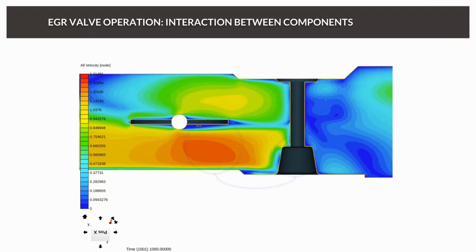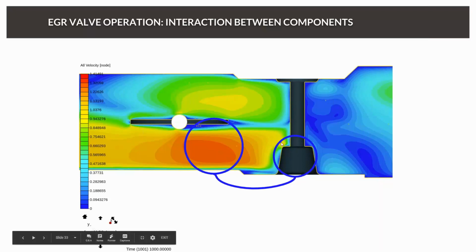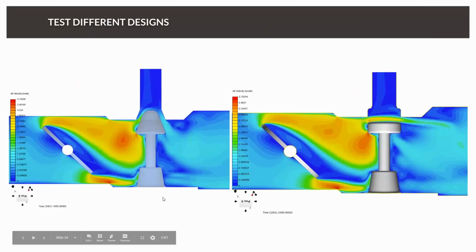Also, we can see that there is some interaction between the components, and that, for example, this fast jet stream will flow around the body, the cylinder where the poppet is moving, and therefore we also have two separation bubbles here and here.